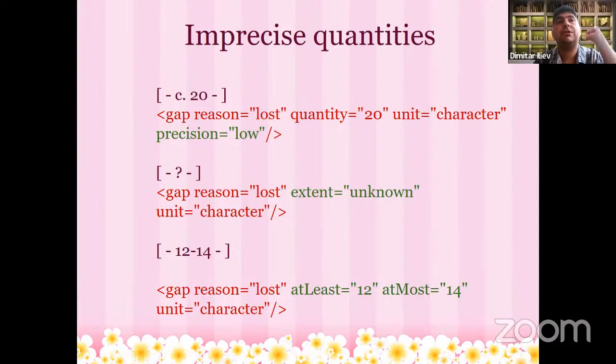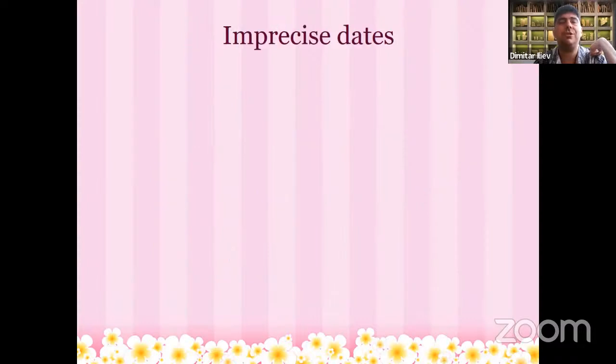So there are these three different ways to indicate imprecision in the span of your lacunae, which is something that, again, was hinted at yesterday when we showed you the text encoding cheat sheets. And you have this also in the cheat sheets.